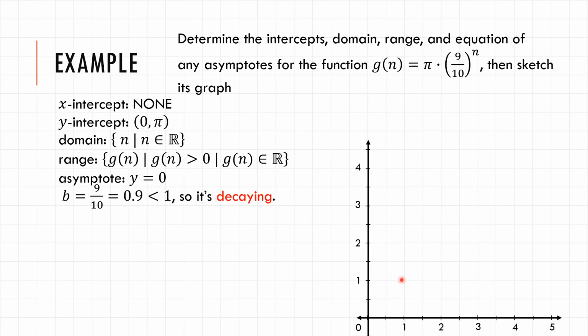And if I wanted to sketch that as a graph, I'll just have to plot the y-intercept first, which is pi, about 3.14, so I could put a dot just about over there. And then I just need to make sure that it's decaying, and I'll sketch the graph so that it approaches the asymptote, which is y equals 0, right over there, but it never actually touches it. So sort of like this, right? That's my rough sketch of this function.